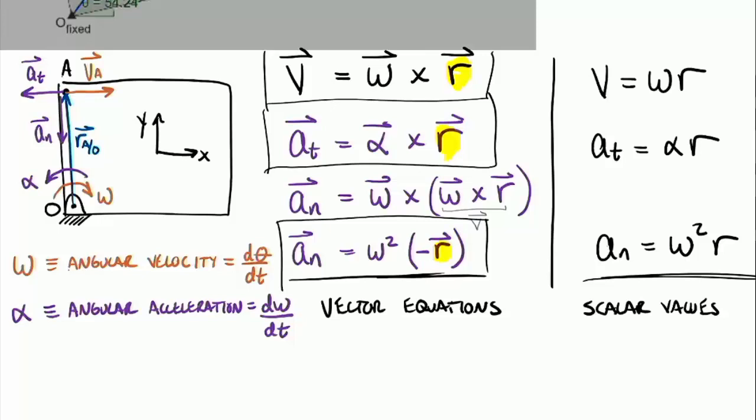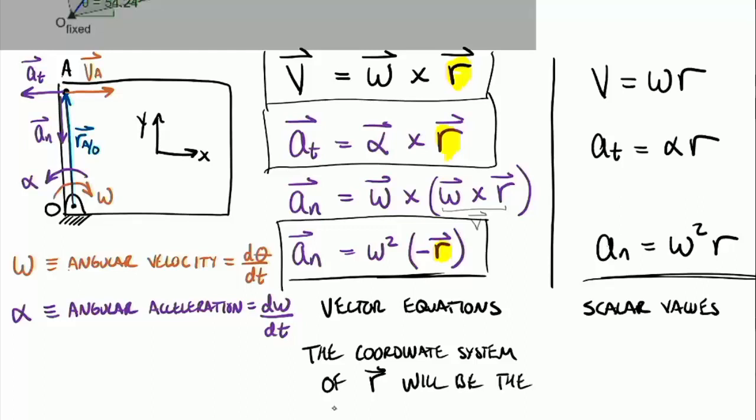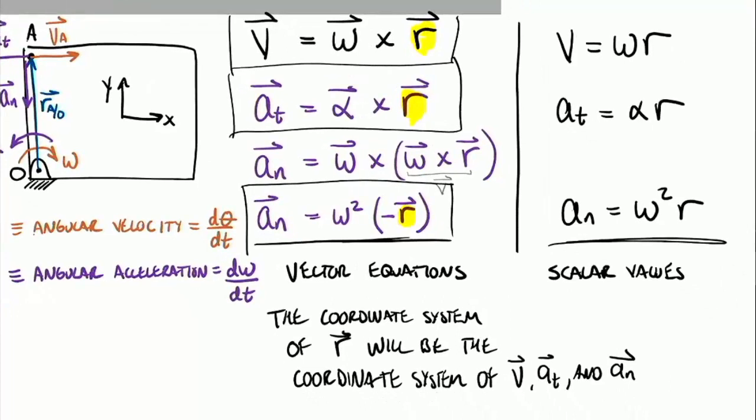Let me put that in words right here: the coordinate system of our vector will be the coordinate system of V, A sub T, and A sub N. Okay, so fundamentally, by putting those R vectors in tangent normal or XY, it doesn't give you a different answer, it just expresses it in a different coordinate system. So the coordinate system of R will be the coordinate system of V, A sub T, and A sub N.